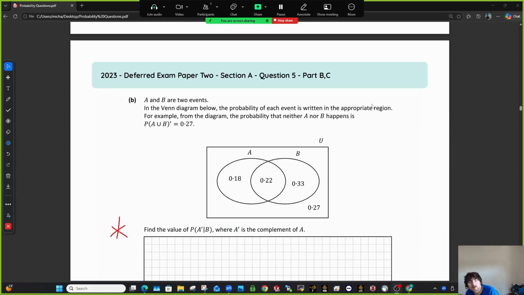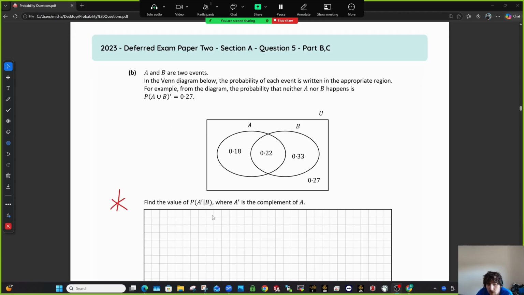Okay, so scrolling along just a little bit after this, there's this deferred paper. I highlighted this. This is interesting because it's given probability and it's got a not statement in it. You can call that a complement, but it's easier to understand if you call it a not. Anyways, let's have a look at what's going on here.